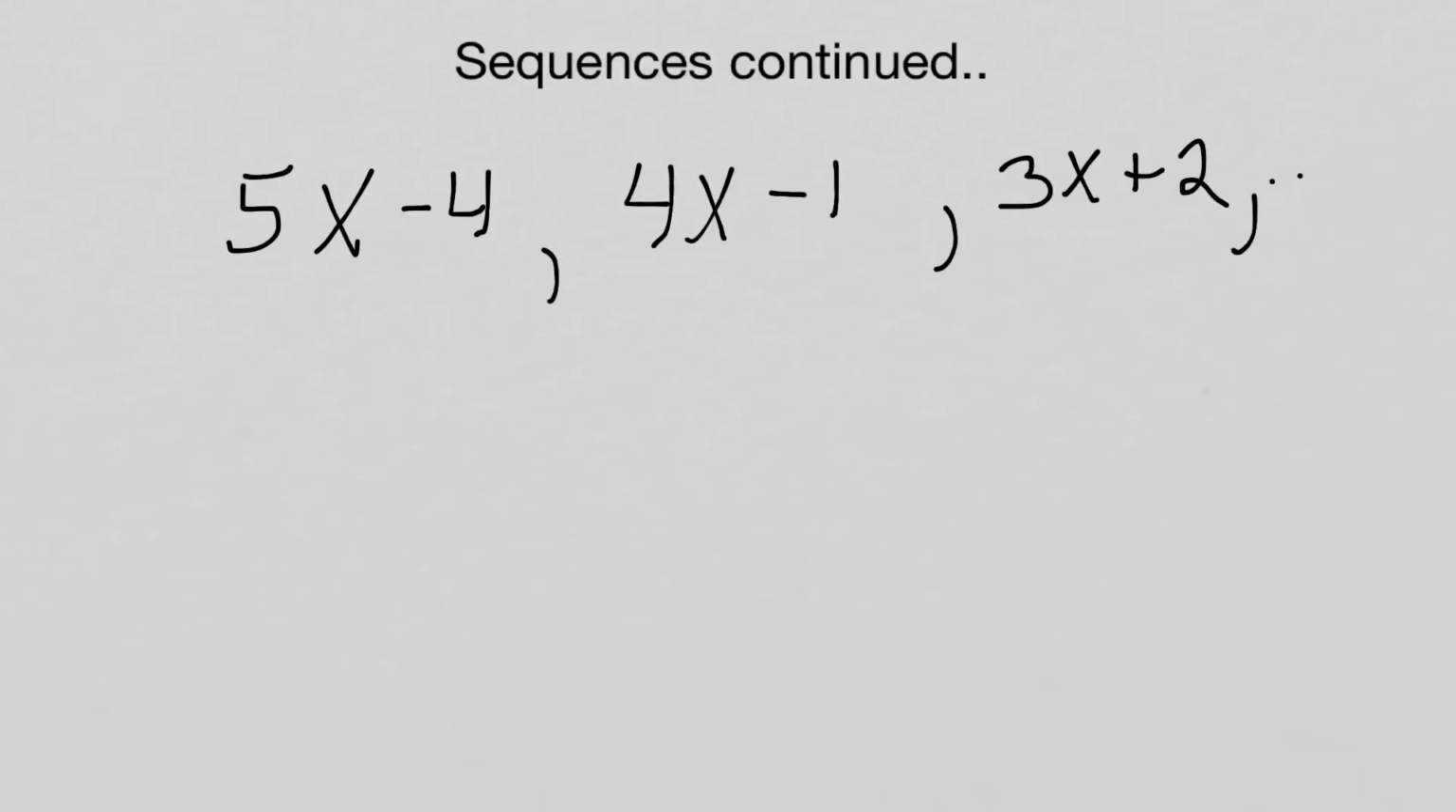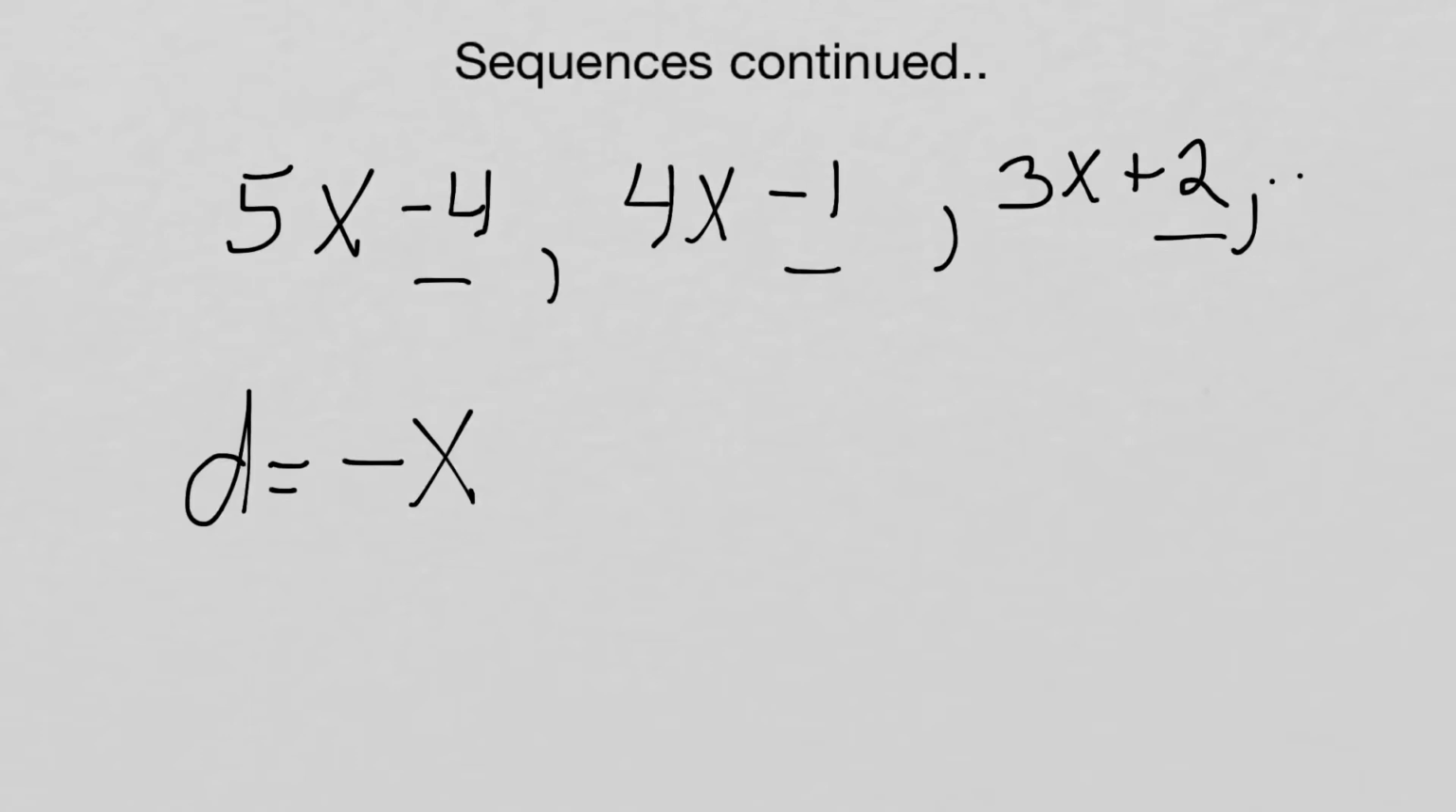Here's the next problem. 5x minus 4, 4x minus 1, 3x plus 2. So we've got 2 things going on here. We've got the x's, they keep changing, and then we've got the constant. The number is called the constant. It keeps changing. So let's see. 5x, 4x, 3x. It keeps going down an x, minus an x each time. So we know this is going to be the difference, minus x.